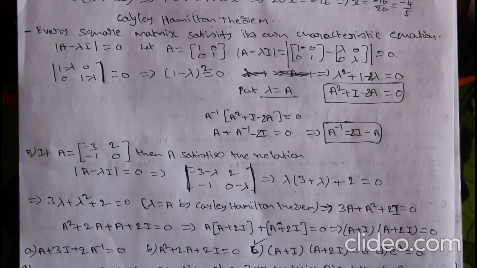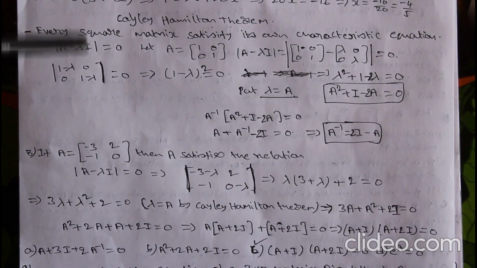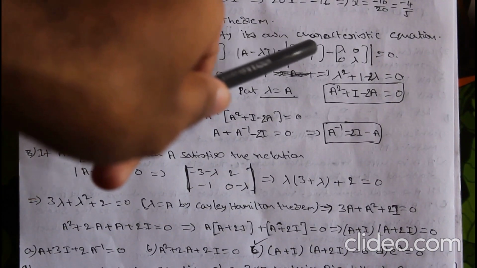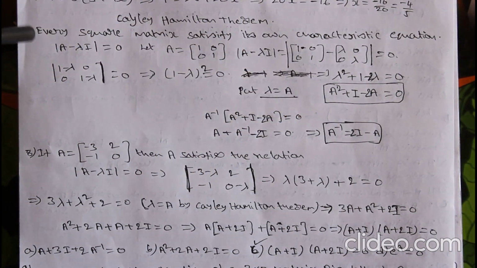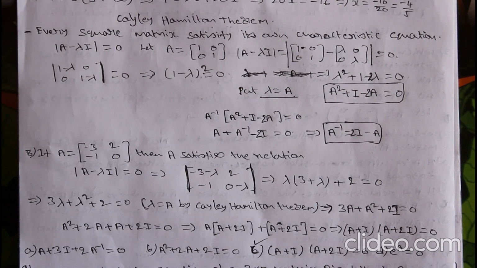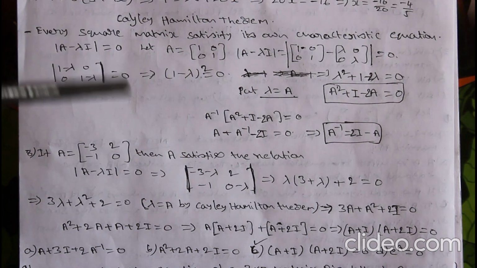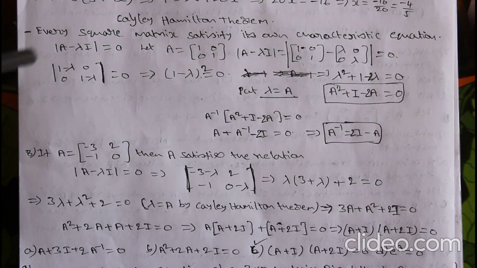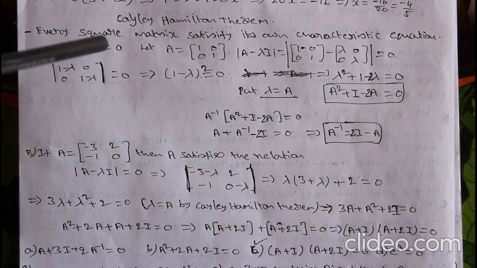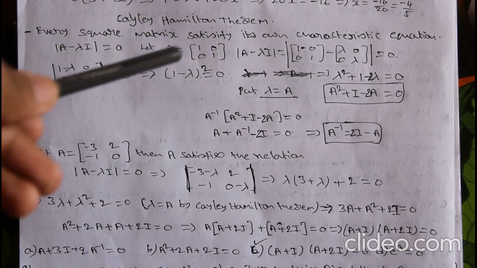Okay. Now look at the Cayley-Hamilton theorem. The Cayley-Hamilton theorem says that every square matrix satisfies its own characteristic equation. Let us see again. Every square matrix satisfies its own characteristic equation. Look at the statement carefully. It is mentioned that every square matrix. Friends, note this point: the Cayley-Hamilton theorem is applicable only for square matrices. To understand this more, let us see one example.